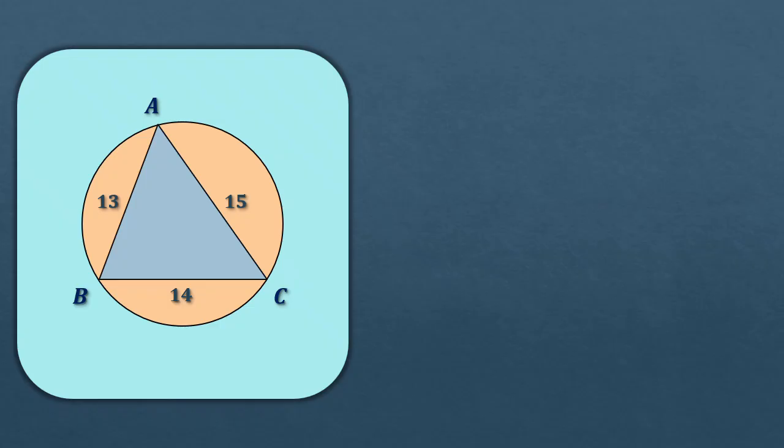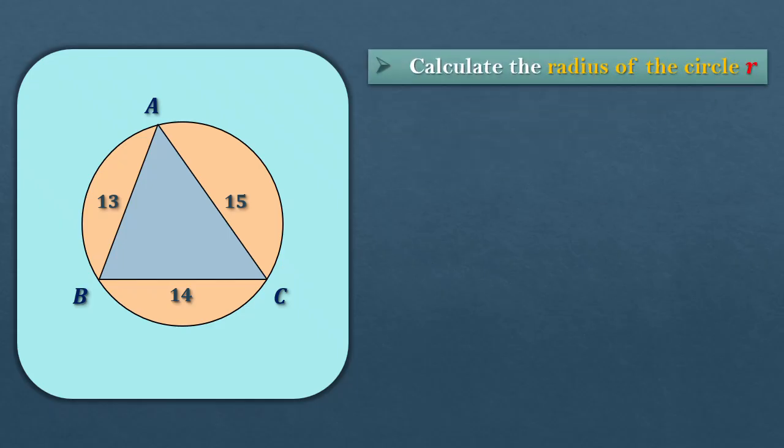We study triangle ABC inscribed in a circle. The segment AB measures 13 units, BC measures 14 units, and AC measures 15 units. Our goal is to compute the radius r of the circumscribed circle.